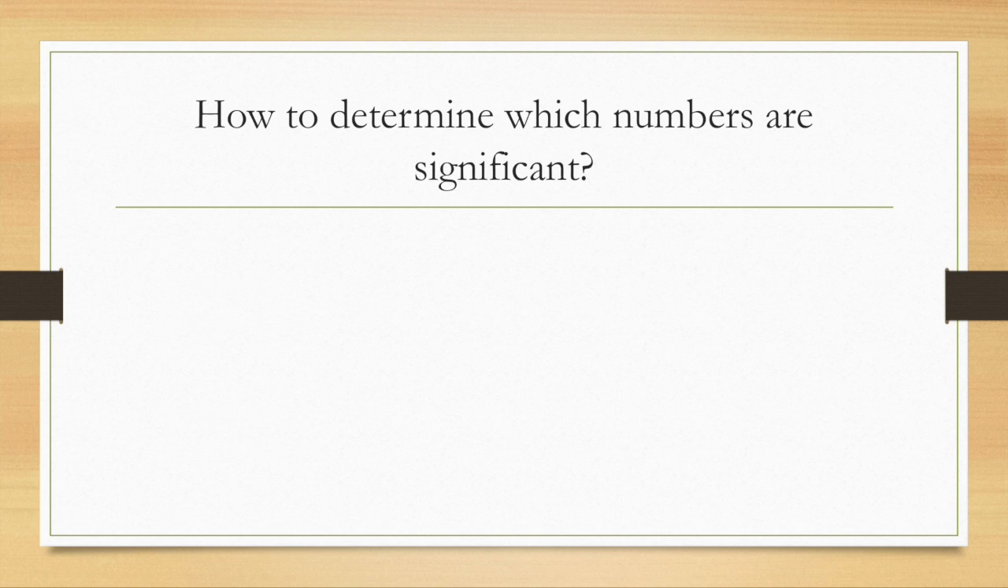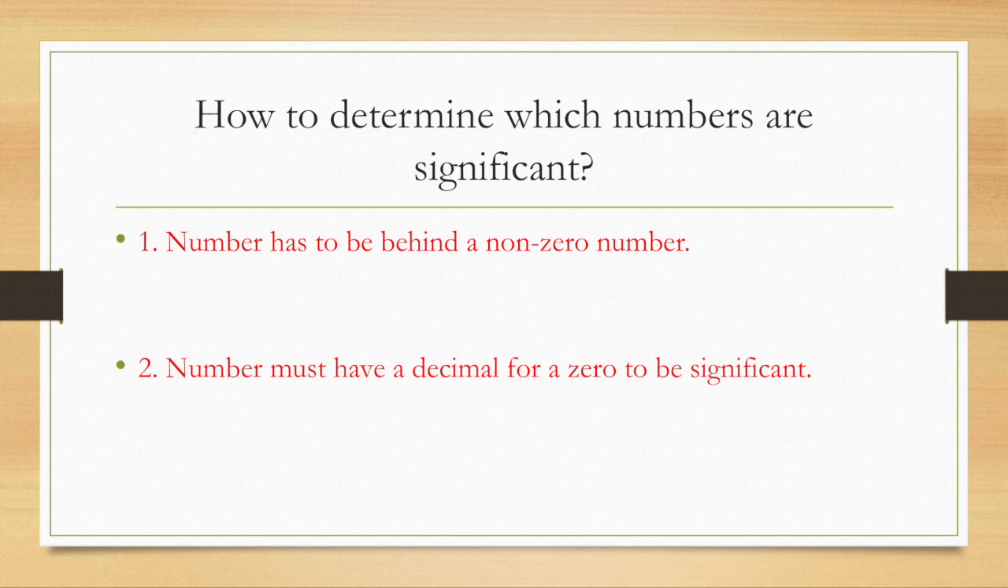So now we're going to talk about how to determine which numbers are significant versus which numbers are not. In order to do this, we have two rules basically. The first rule is that a number has to be behind a non-zero number. And the second rule is that a number must have a decimal for a zero to be considered. So in the first rule, if we look at this number right here, 0.045, it only has two significant figures because the first two zeros are not significant because they're not behind a non-zero number.